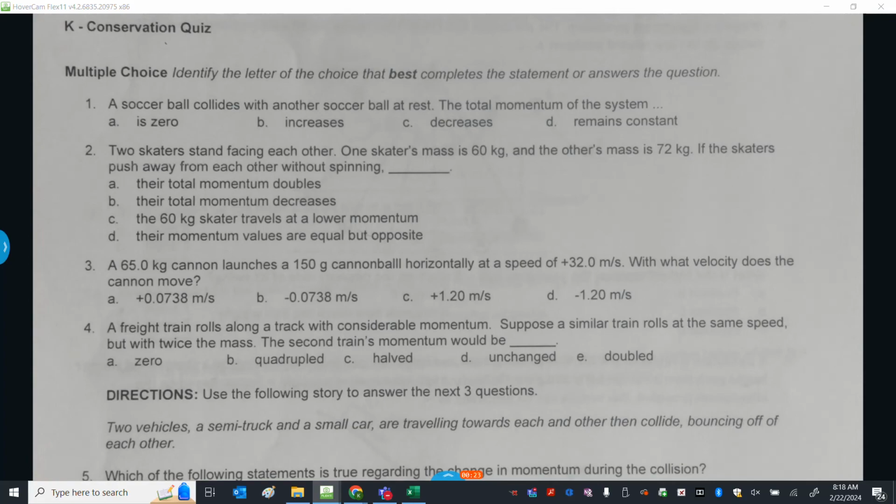You have a test tomorrow. I don't want you to make the same mistakes on the test that you made on the quiz, although I will say overall the quiz grades were really good, especially in this class period. So let's go ahead and take a look at these questions. We'll go through them one at a time.